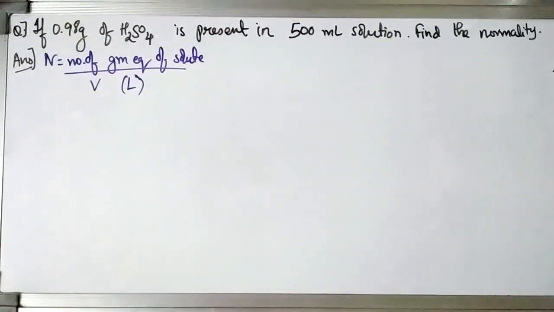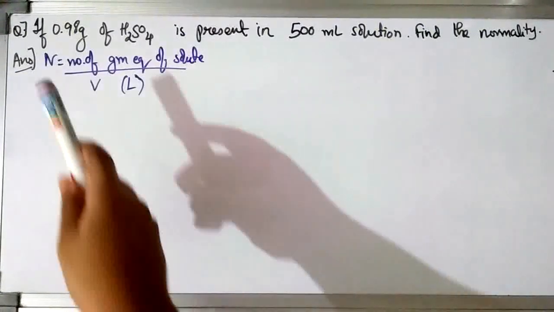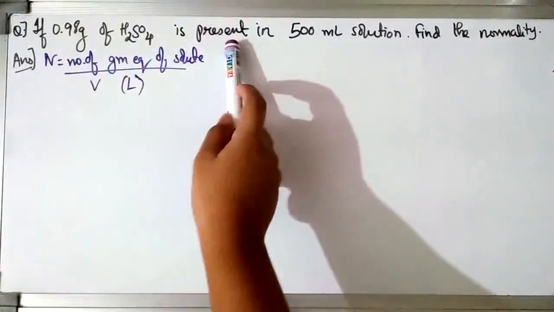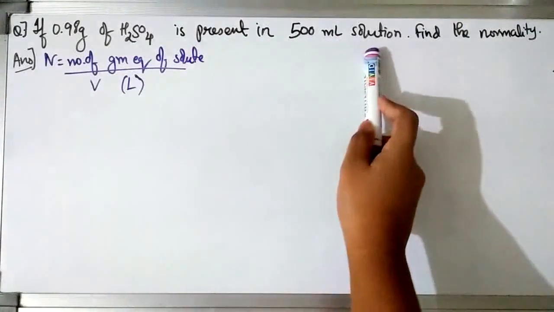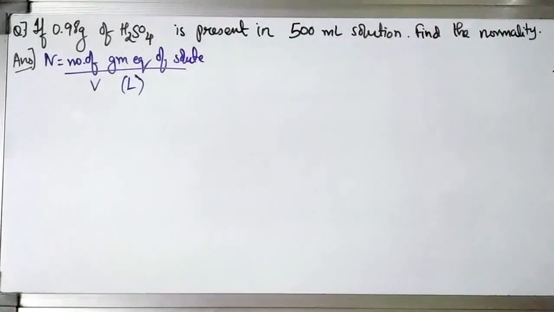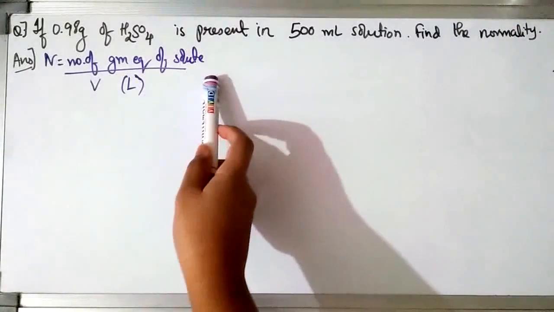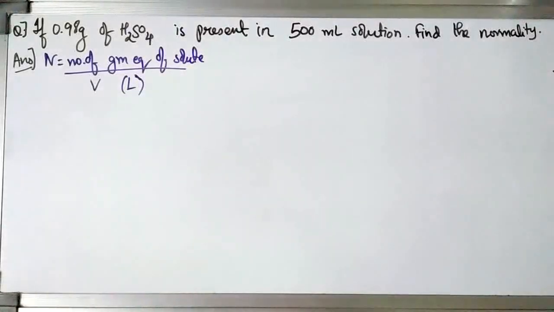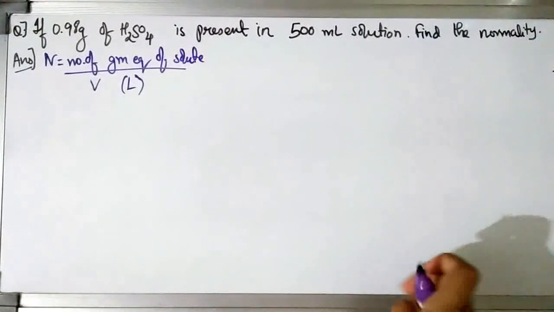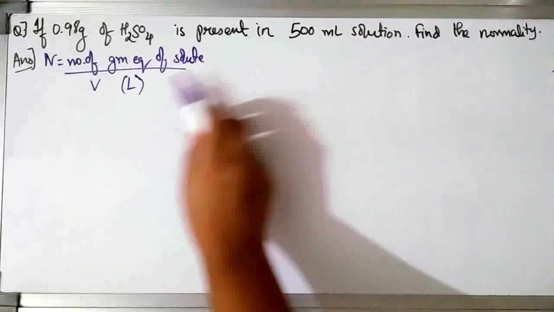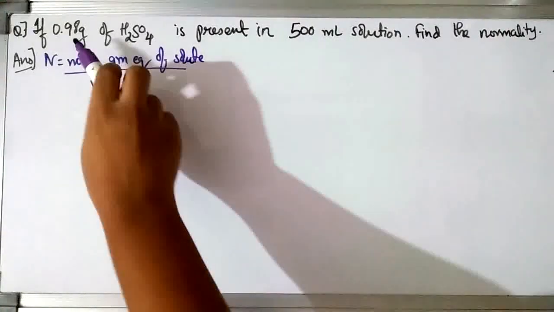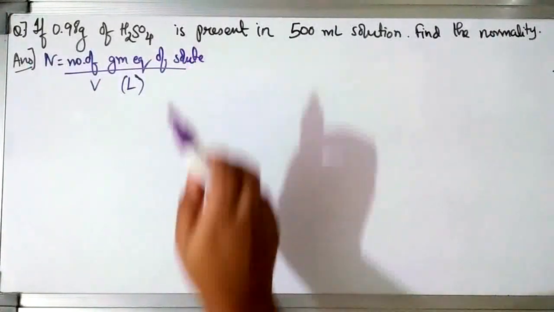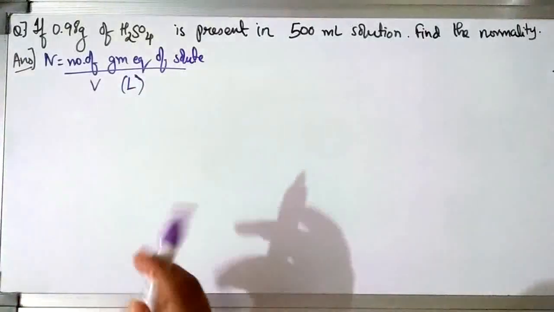We have a question over here, and the question says that if 0.98 gram of H2SO4 is present in 500 ml of solution, then we need to find the normality. As you know, the formula for normality is the number of gram equivalents of solute upon volume of solution in liters. In this question, they have given us the volume and the mass. So we have to find out the gram equivalents for finding the normality.